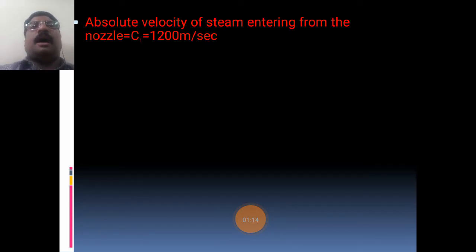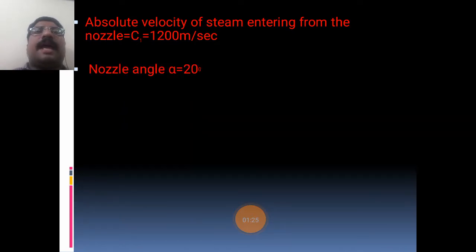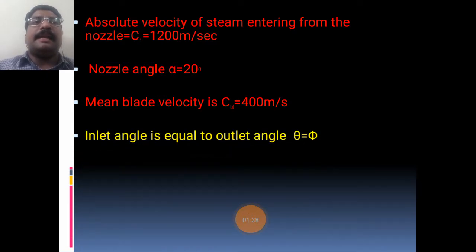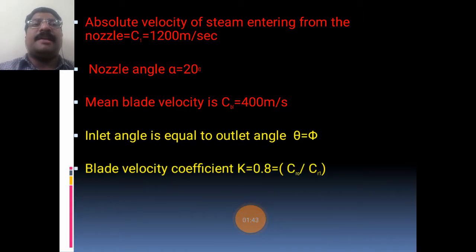Here the absolute velocity of the steam entering from the nozzle is C1, which is equal to 1200 meter per second. Nozzle angle alpha is equal to 20 degrees and the mean blade velocity, that is the mean linear distance traveled, CBL is equal to 400 meter per second. The inlet angle is equal to the outlet angle, that is theta. And blade velocity coefficient K is equal to 0.8.